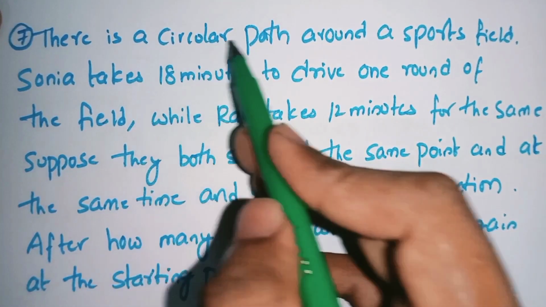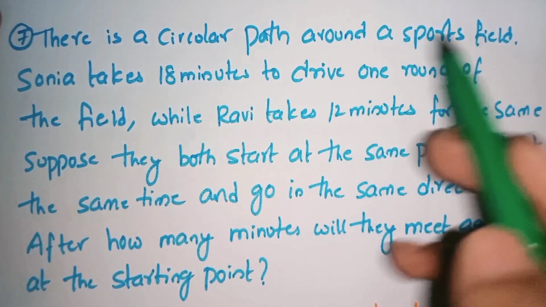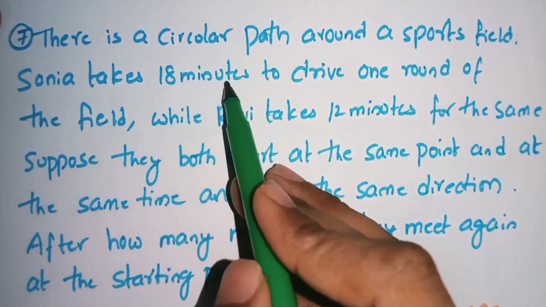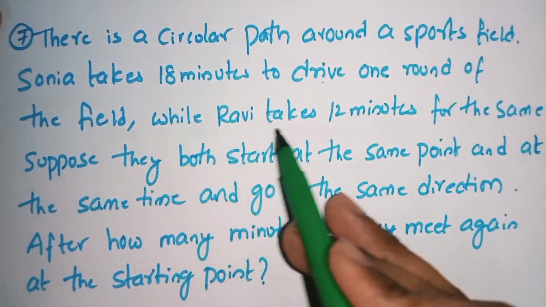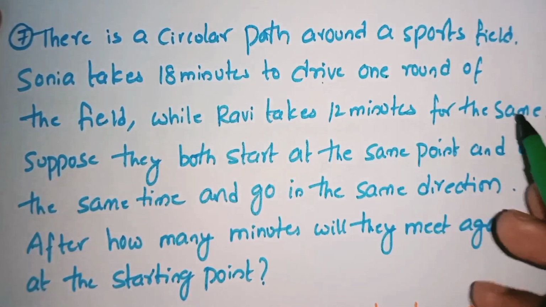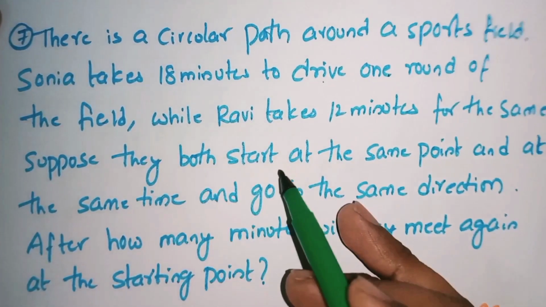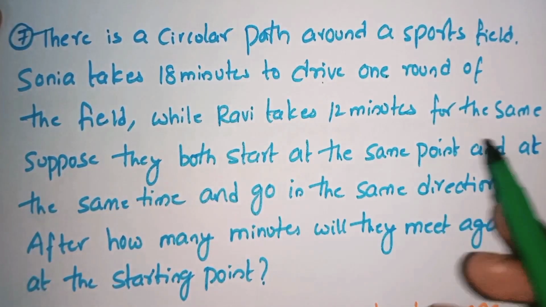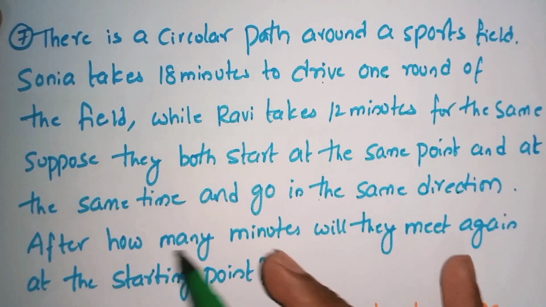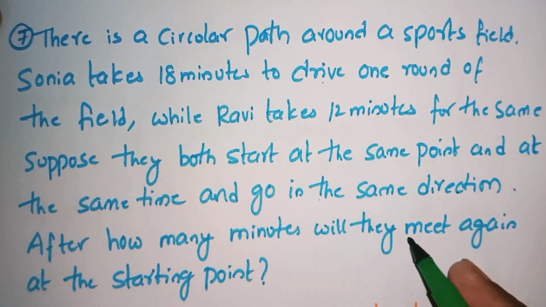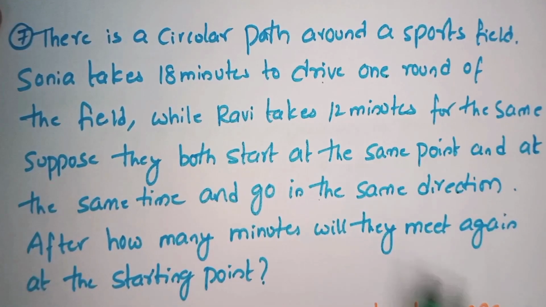There is a circular path around a sports field. Sonia takes 18 minutes to drive one round of the field, while Ravi takes 12 minutes for the same. Suppose they both start at the same point and the same time and go in the same direction. After how many minutes will they meet again at the starting point?